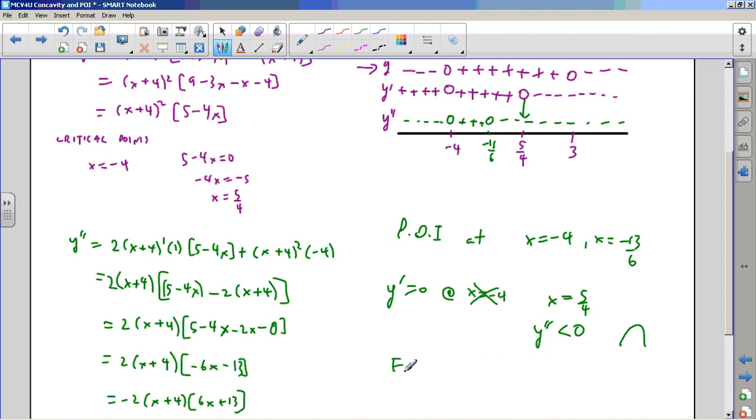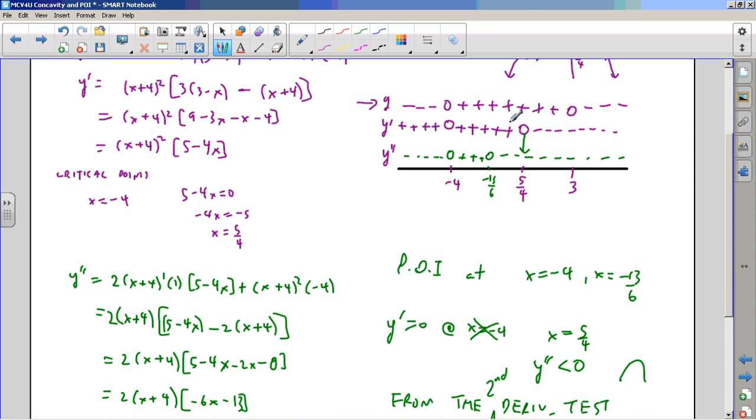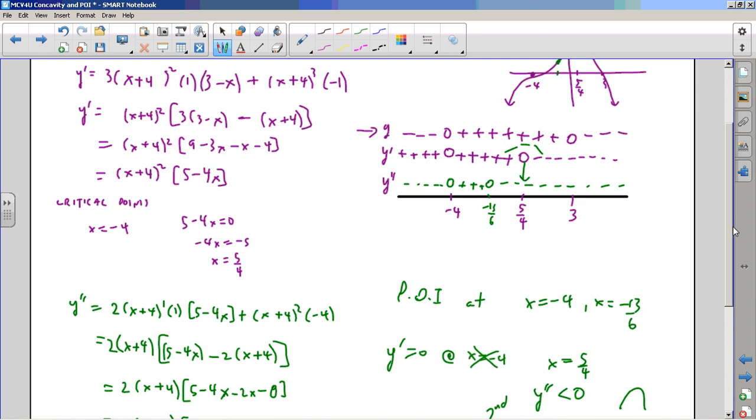So from the second derivative test, we have a maximum at x equals 5 quarters. Well, we already knew it was a maximum because this was increasing, 0, decreasing. We knew it was that shape. Well, yeah, that's true, but the second derivative test also gives you more evidence. Another way to check your work. Okay, if you don't mind.